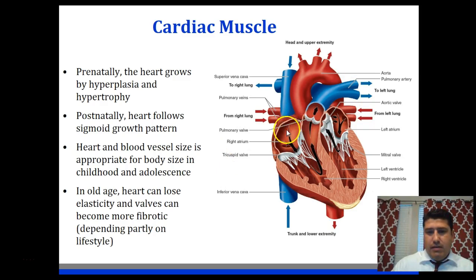So all of the deoxygenated blood arrives at the right atrium. All the blood from the head, neck, and arms arrives via the superior vena cava, and all the blood from the lower body arrives via the inferior vena cava, and it dumps into the right atrium. And then all the blood that's used up in the heart also dumps into the right atrium. So the right atrium is the place where all the deoxygenated blood arrives from the body.